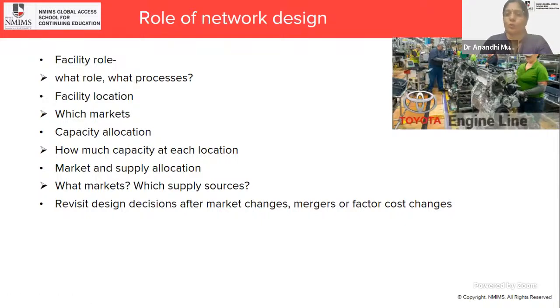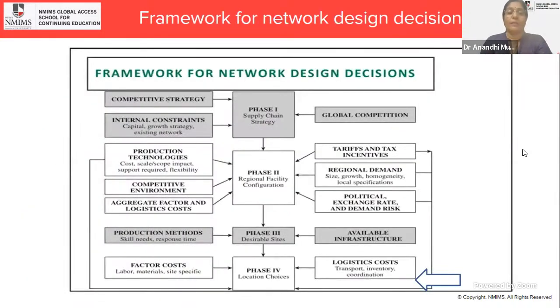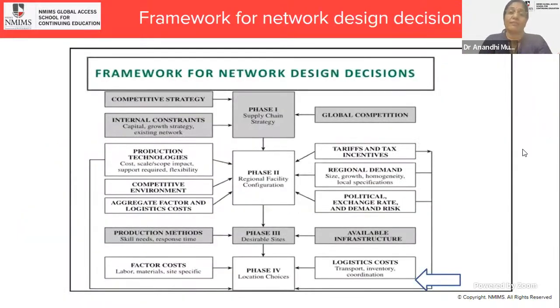Okay? So this is what I was taking because Toyota, the brand, is one of my favorites, so I always used to take a lot of references from their brand name. To answer all these questions, we need to focus on certain areas, that is the network design decision. How am I taking my network design decisions? Phase one is always my supply chain strategy. How competitive is our strategy to withstand global competition? And what are my internal constraints?